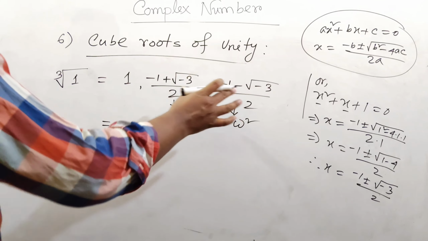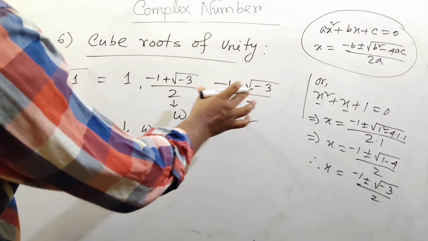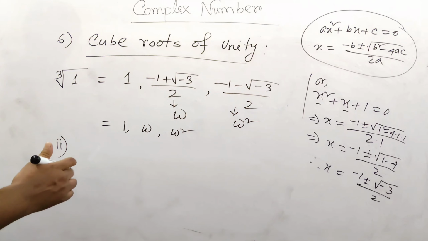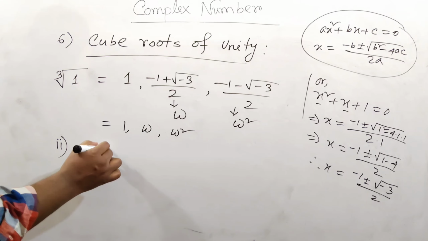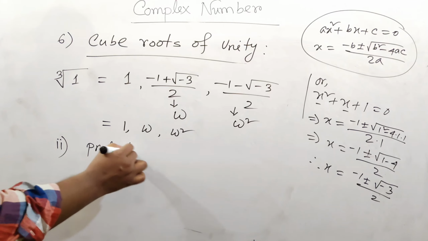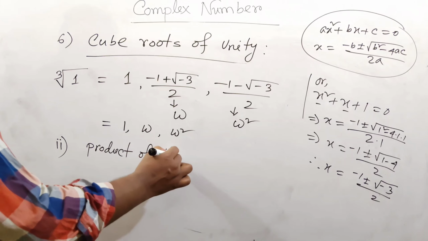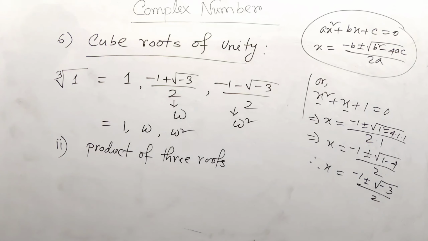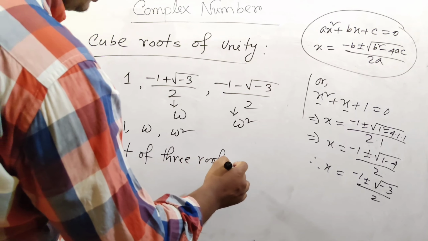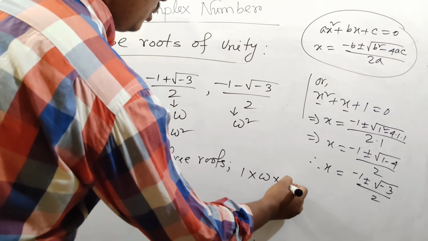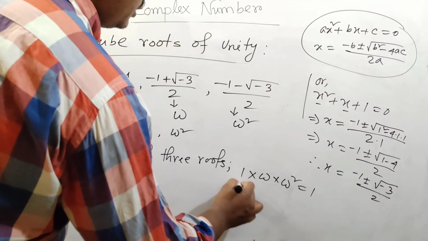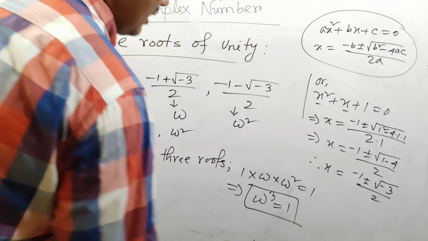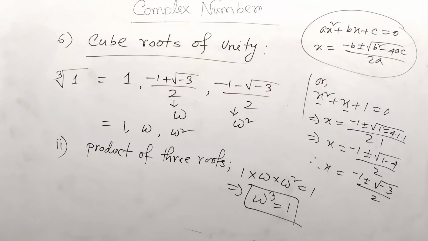Actually it comes from here. So if you add these 3 numbers, then you will get 0. Now if we multiply these 3, then you will get 1. That means the product of 3 roots, actually cubic roots, should be omega multiplied by omega square equal 1, or in short you can say omega cube equal 1. So this is another important formula, omega cube equal 1.